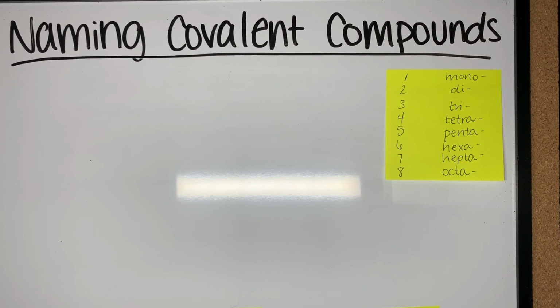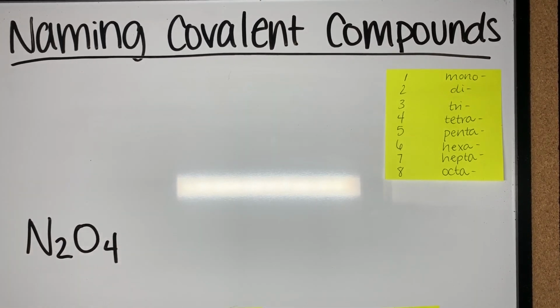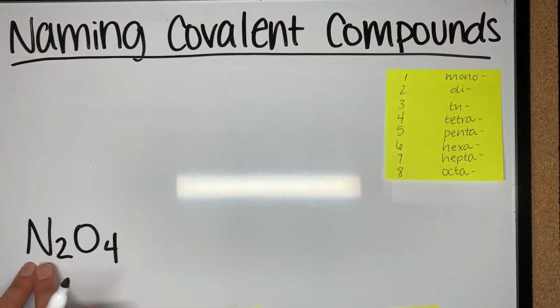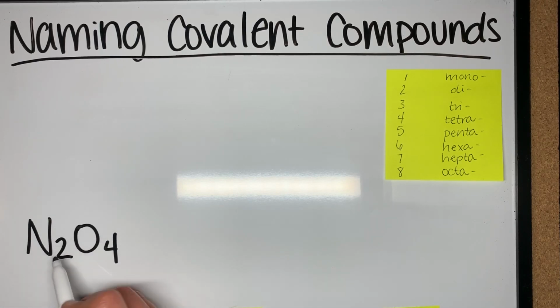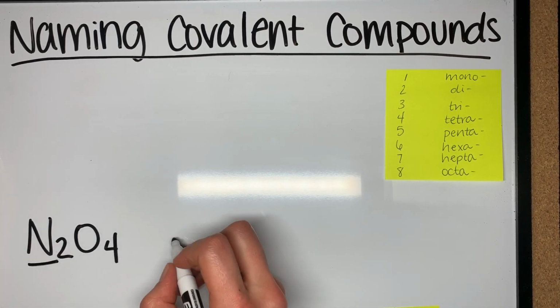So for instance, if we were working with N2O4, we know this is covalent because nitrogen is a nonmetal, as is oxygen. So how we write this is we are going to write the name of the first nonmetal. So we are just going to write nitrogen.